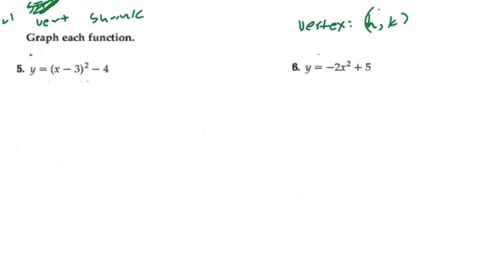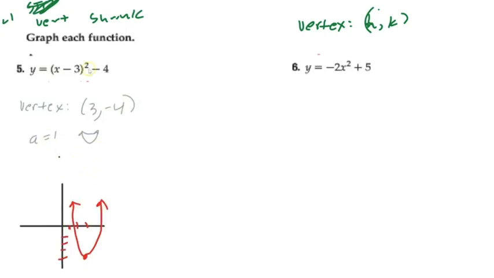Look at the first one here. Let's find the vertex. We're just going to do inside opposite, outside follow. My vertex is inside opposite, which is 3. Outside follow, negative 4. And you notice my a is 1. It's opening up. I'm going to graph this. I'm going to go 3, negative 4. And then it's opening up. If I want to make it a nice graph, I could find the y-intercept or the x-intercept. But it's just a little sketch. We're just doing a graph with transformations.